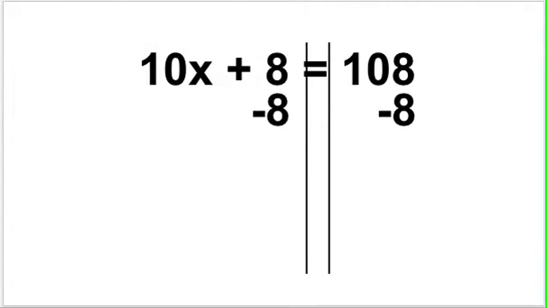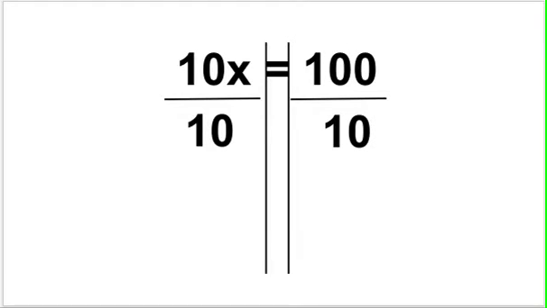The way to get rid of plus 8 is to subtract 8. Plus 8, subtract 8, you have nothing left. But the rule is you have to do it on the other side as well. So notice on the train tracks there's a minus 8 on both sides. After you do that, the 8's disappear, and now you're left with 10x equals 100 because we subtracted an 8.